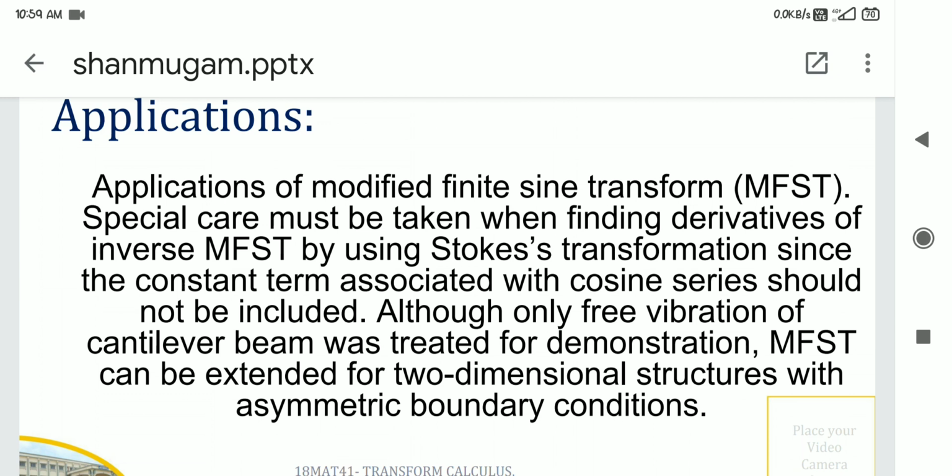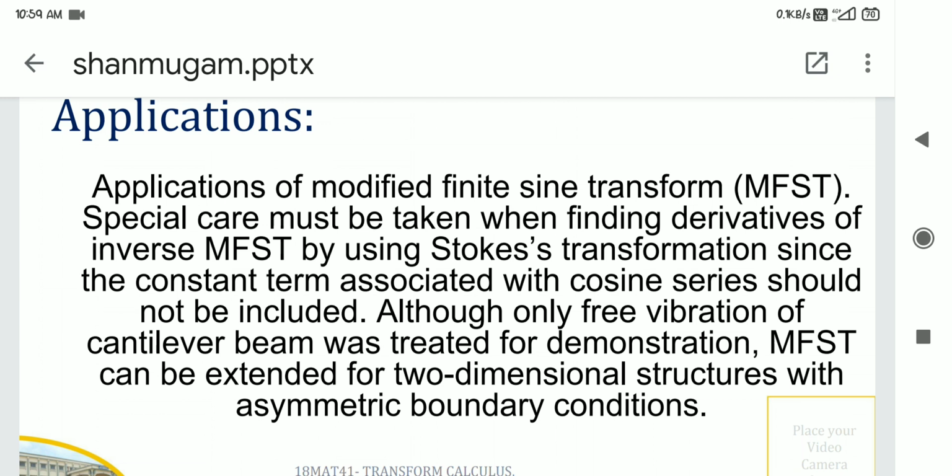Applications of modified finite sine transform. Especially, care must be taken when finding derivatives of the inverse MFST. Here MFST is the modified finite sine transform. The derivative of the inverse modified finite sine transform is found by Stokes transformation, since the constant term associated with the cosine series should not be included.